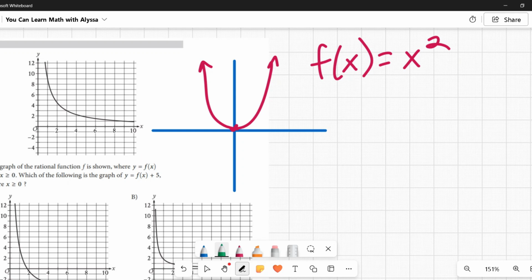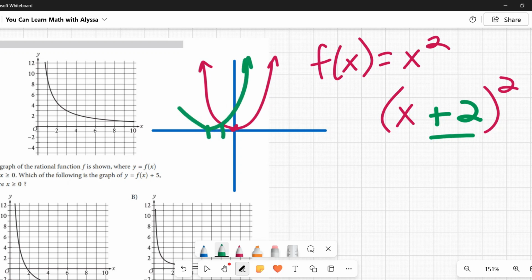What if that change happened inside of this core function and it was plus 2 in here? If it's inside, like inside those parentheses, it's going to move it left or right on the x-axis, but in the opposite direction of what you're seeing. So plus 2 is going to move it towards negative 2 on the x-axis.